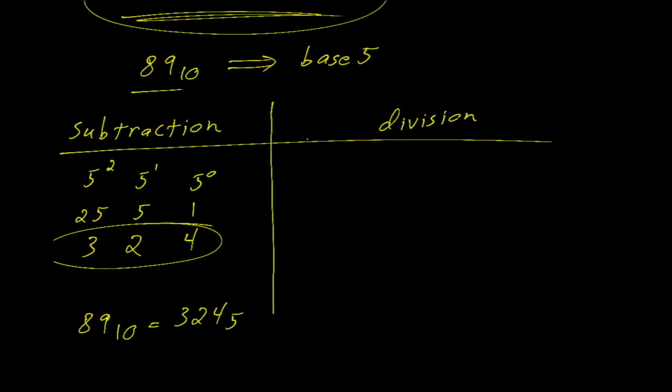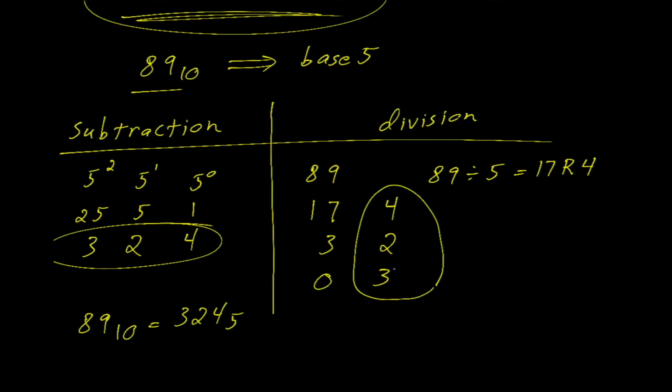As far as division is concerned, we start with our number, again 89, and we say 89 divided by 5 is equal to 17 remainder 4. We write the 17 here and the remainder here. Now, 17 divided by 5 is 3 with a remainder of 2. 3 divided by 5 is 0 with a remainder of 3. If you look, you can see the number is right here, with the understanding that we start from the bottom and work our way up. So once again, the number 89 base 10 is equal to 324 base 5.